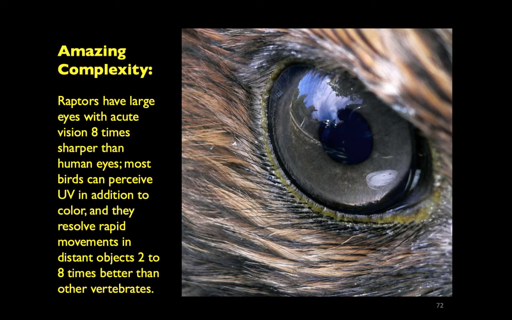Amazing complexity. Here I'm going to focus on eyes. Raptors, predatory birds, have large eyes with acute vision 8 times sharper than human eyes. Most birds, and bees as well, can perceive ultraviolet in addition to color, and they resolve rapid movements in distant objects 2 to 8 times better than other vertebrates. So they clearly can see better than we do.